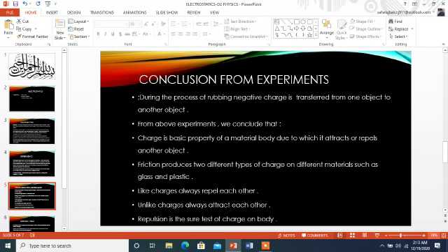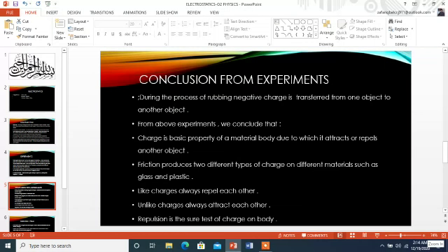From the above experiments, we conclude certain outcomes. These are the conclusions about these experiments. First, charge is a basic property of a material body due to which it attracts or repels another object. Second, friction produces two different types of charge on different materials such as glass and plastic.